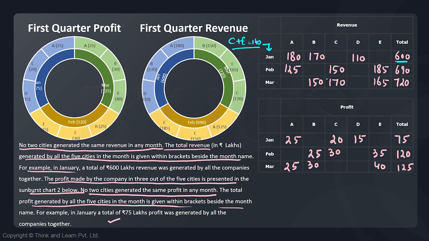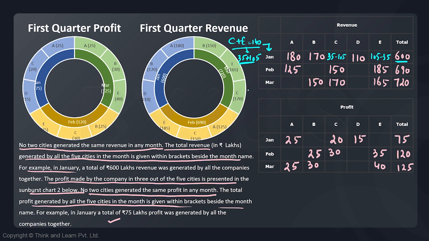So among C and E, the maximum can be 105. And the moment one of them is maximum 105, the other one would become minimum 35, because 35 plus 105 is 140. If 105 goes above that, 35 would go below that, which is not possible. So ultimately, I can say it can be from 35 to 105. Similarly, this can be anything from 105 to 35. It can be anywhere in this range.